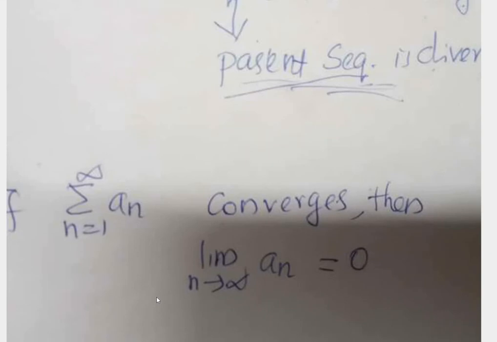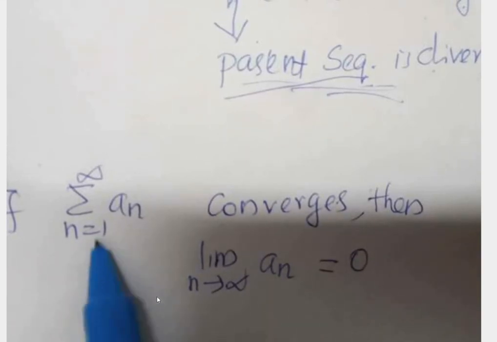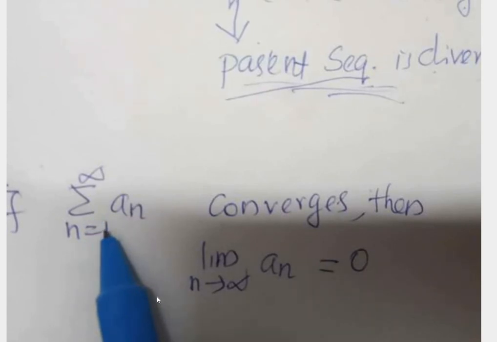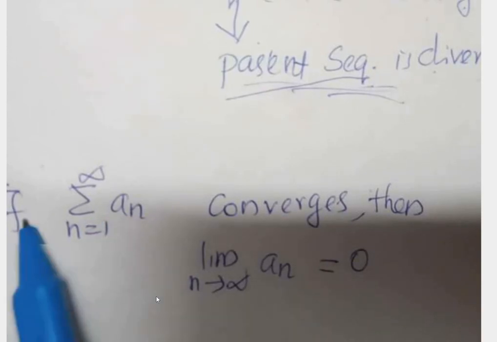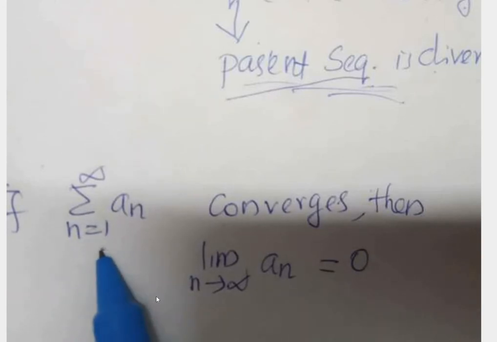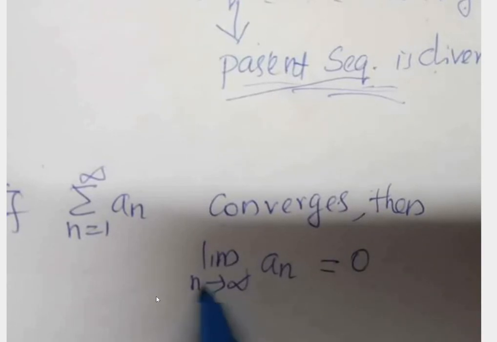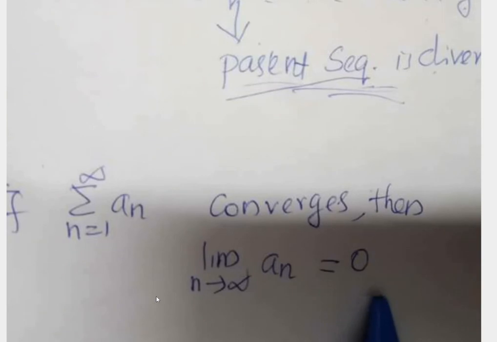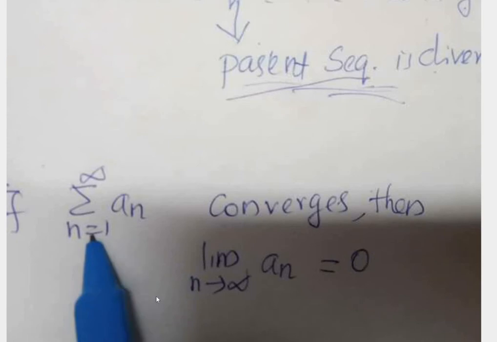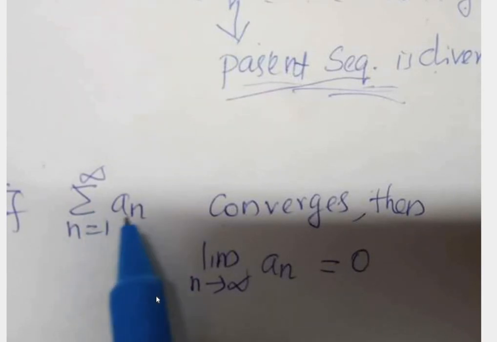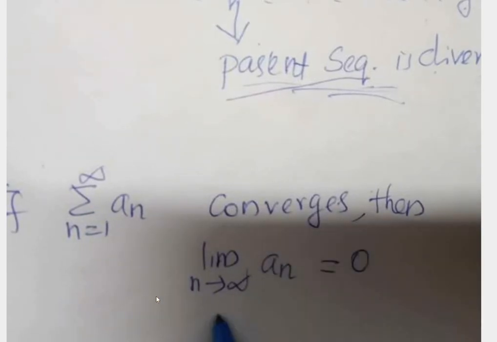Consider this, theorem 2, a very important one. If the sequence a_n, n equal to 1 to infinity, converges, then we can say that limit n tends to infinity of a_n equal to 0. Its nth term tends to 0. If summation n equal to 1 to infinity a_n converges, then limit n tends to infinity a_n is equal to 0. What about the converse?